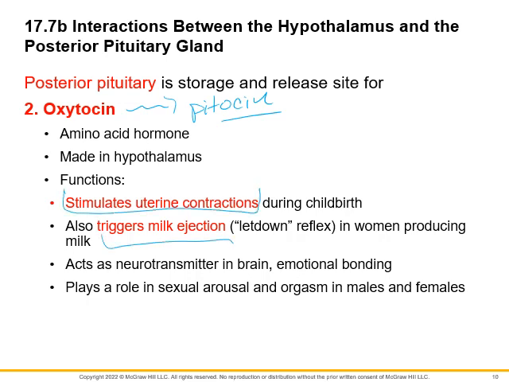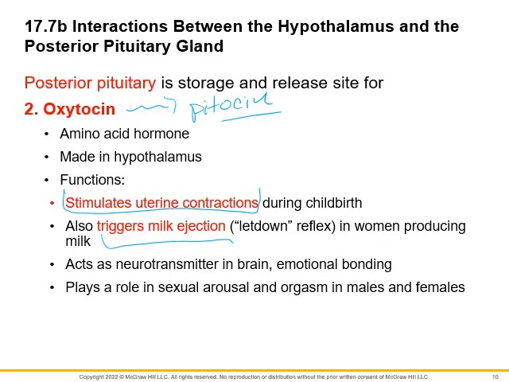It also triggers milk ejection, and you can see how these two things would be tied together. If your uterus is contracting in order to push a baby out, once the baby comes out, you need to let the milk down that you've been making, right, to feed the baby. So these two things are linked, and they are different than milk production. We're going to talk about prolactin in a little bit, and that is what makes the milk. Oxytocin is what triggers the milk to be released from the breast.